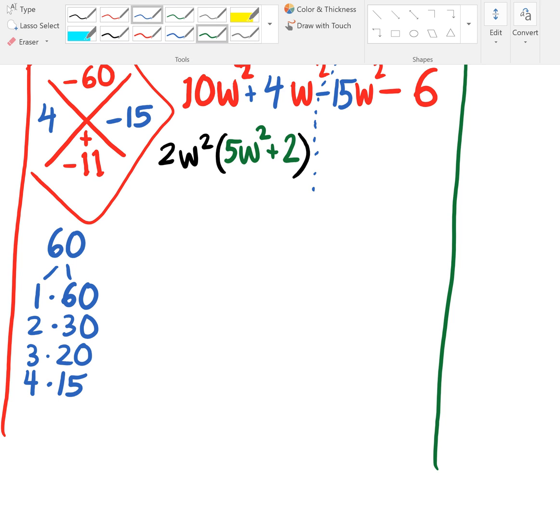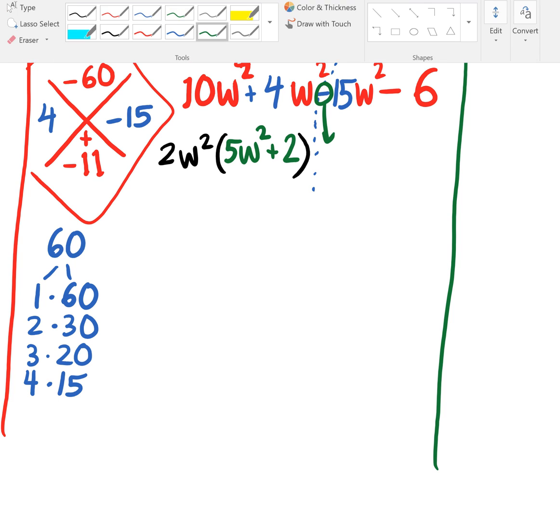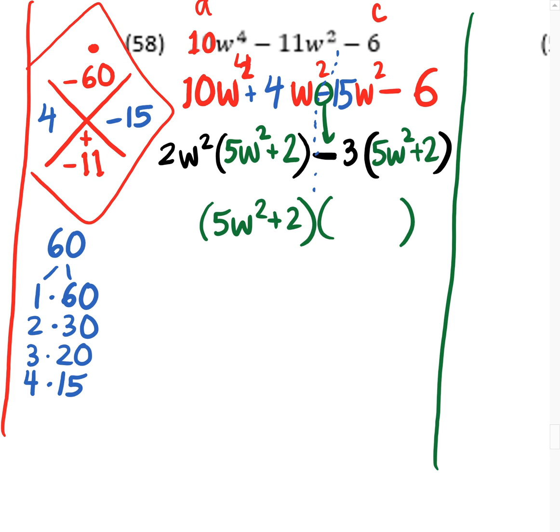Between the third and fourth terms, I know first of all I have to take a negative out, because there's a negative above it. But between 15w squared and 6, I think 3 is all I can factor out. So negative 3 times what is negative 15w squared? 5w squared. Negative 3 times what is negative 6? That'd be 2. Alright, it's a good sign, they have the same thing in common, 5w squared plus 2. And then the leftovers go in the second parentheses, 2w squared minus 3.